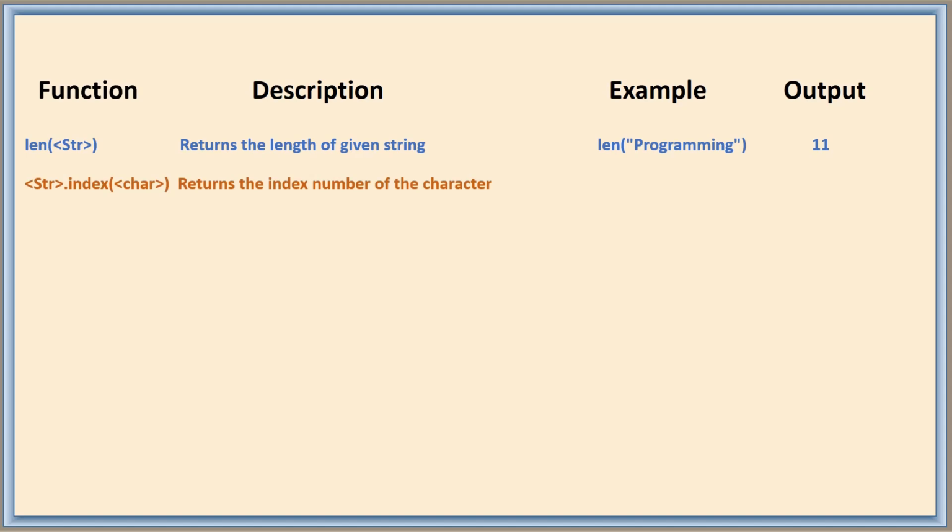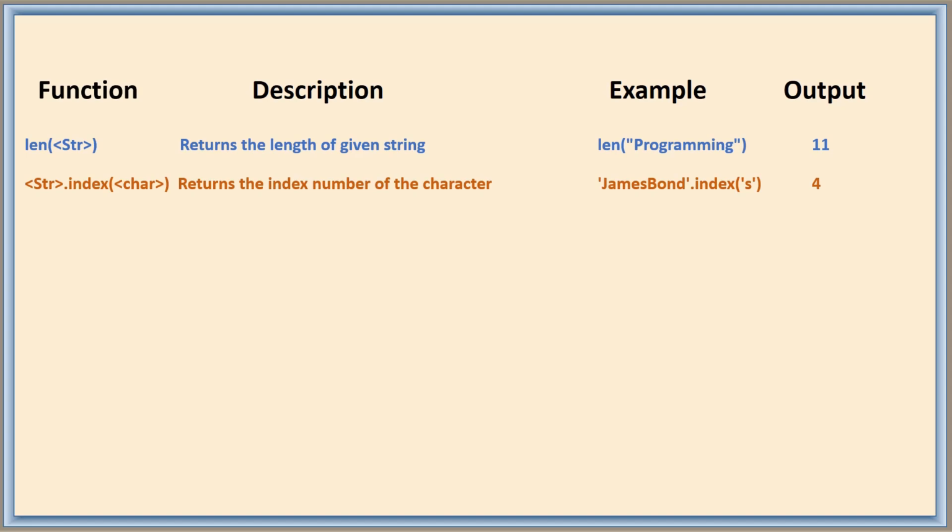We are having the index of function. This will be written as string dot index of the character whose index number is needed. For example, if I have a word called James Bond and then I need the index of S, then I will write like this: James Bond as a string in the quote dot index of S in the quote as a character there. So it will be returning 4 as the result.